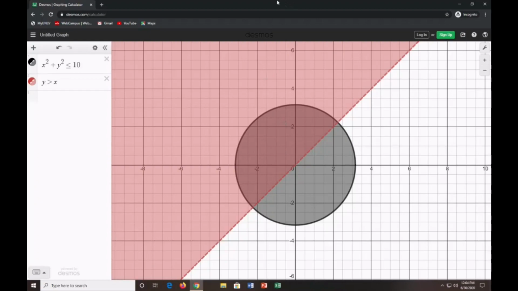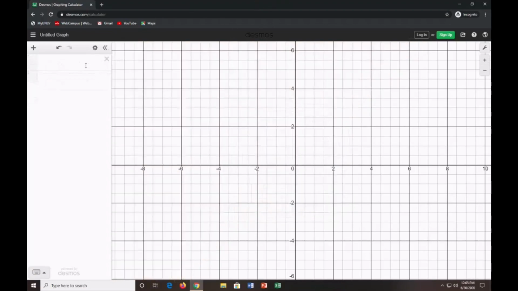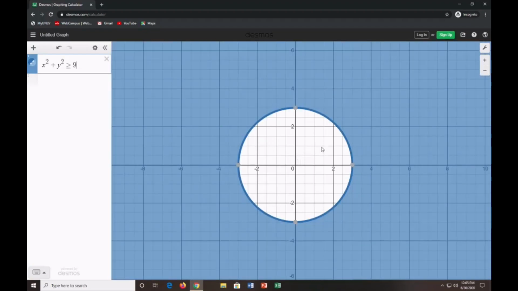Okay, let's look at that last nonlinear inequality that we solved. That one was x squared plus y squared greater than or equal to 9, right? Notice that as soon as I hit enter, the computer splashed color all over the outside of the circle, because the outside of the circle is where the solution is, all the way towards infinity.